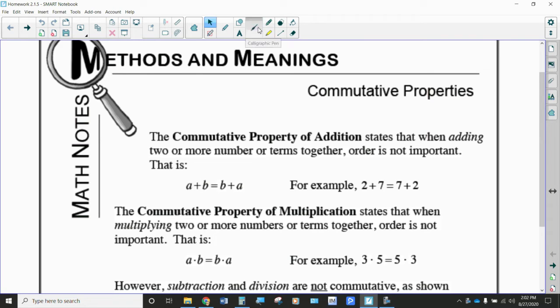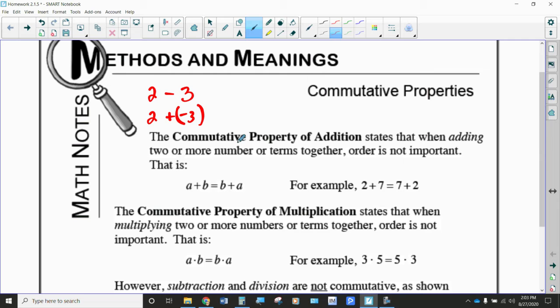Now you may recall, when I was doing the previous homework and in lessons, I might have mentioned this: if you've got 2 minus 3, commutative property doesn't work. 2 minus 3 is negative 1, and 3 minus 2 is positive 1. But the moment we change this to 2 plus a negative 3, now we can rearrange the order.